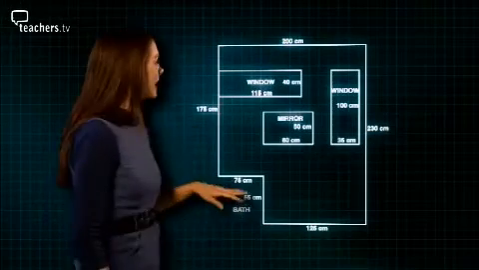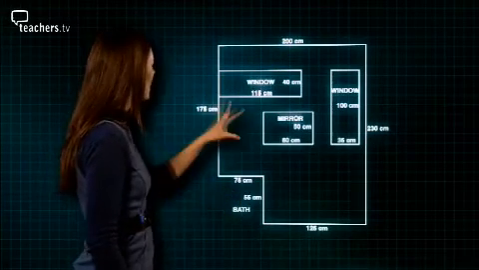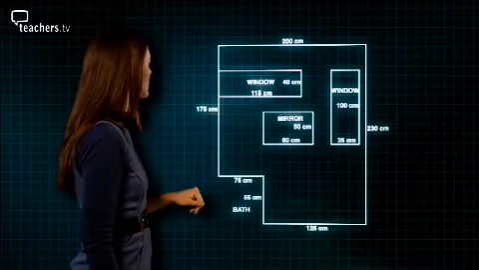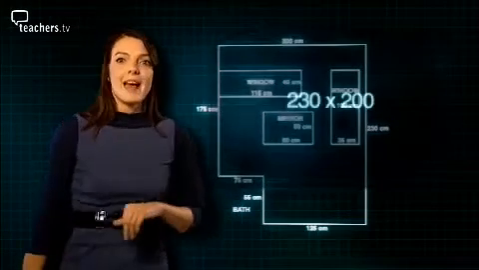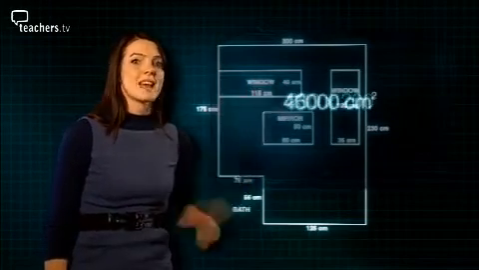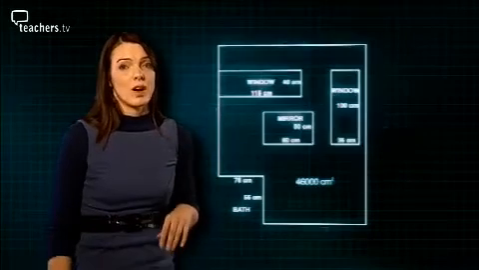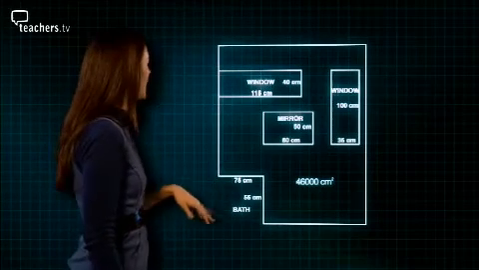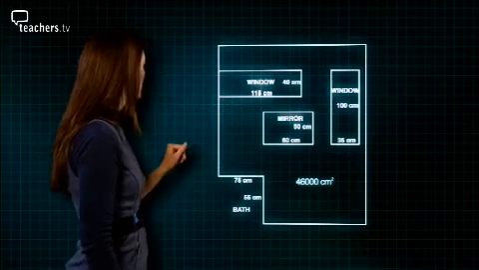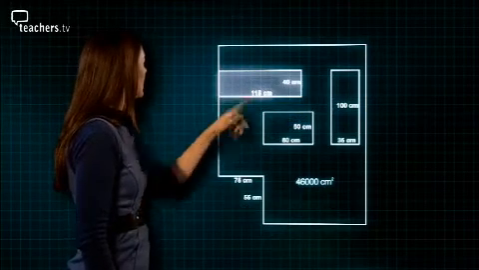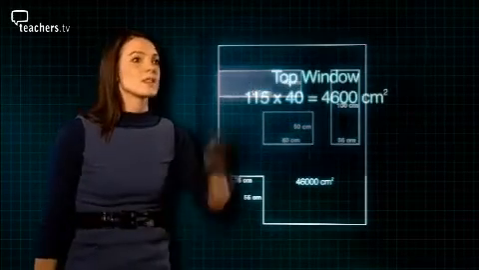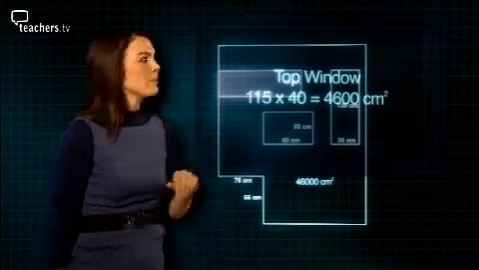So let's work out the area of the entire wall, including the windows, mirror and where the bath should be. So that's 230 times 200, and that gives us 46,000 square centimetres, of course. And now let's work out the areas of the shaded parts. So we've got that top window there, and that's going to be 115 times 40, and that gives us 4,600.